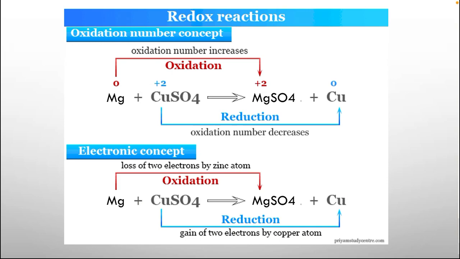Electronic concept. Magnesium loses 2 electrons, and then there is a gain of 2 electrons by the copper atom. Here copper gains 2 electrons and magnesium loses 2 electrons. This is actually the reduction and oxidation process, where losing of electrons is oxidation, and gaining of electrons is reduction. So when both things appear in one reaction, that is also known as a redox reaction.